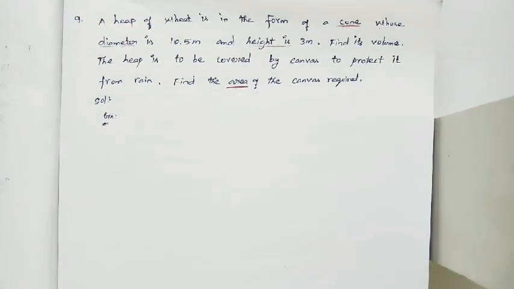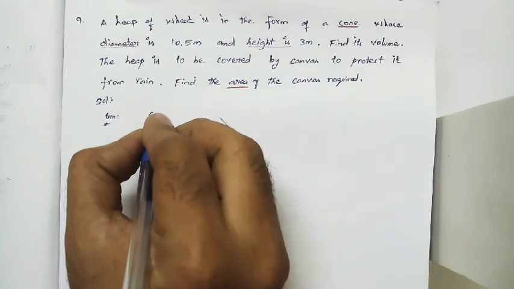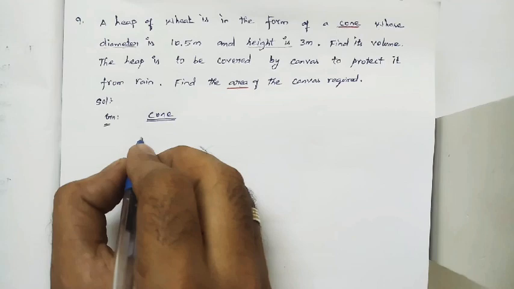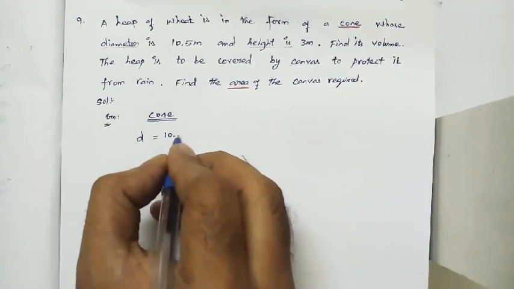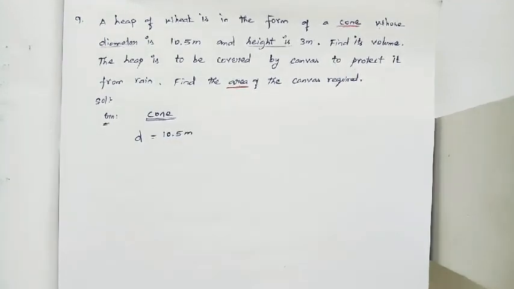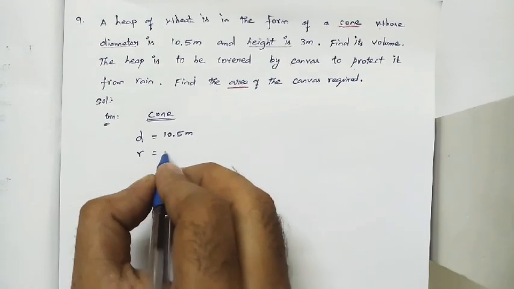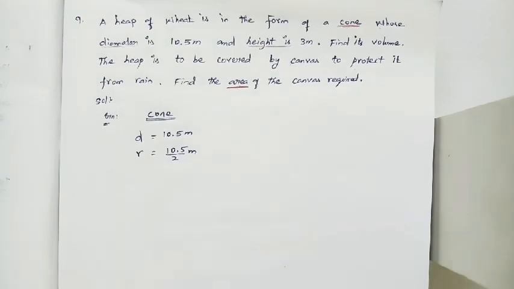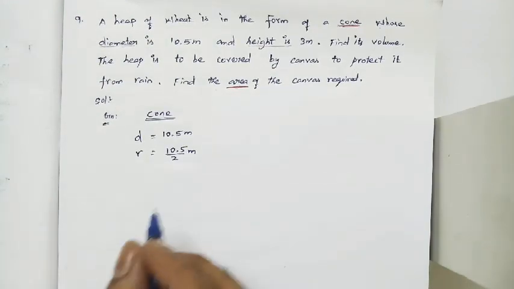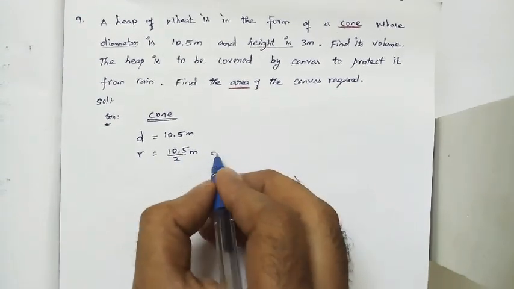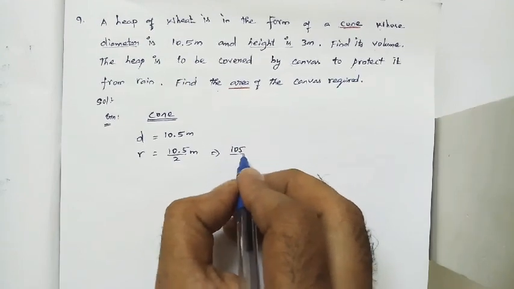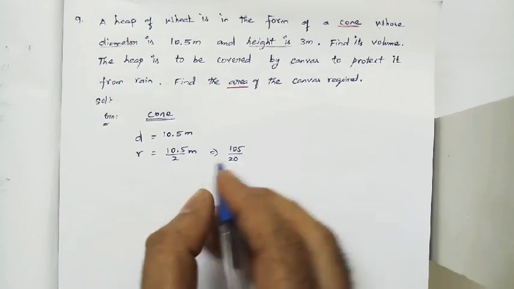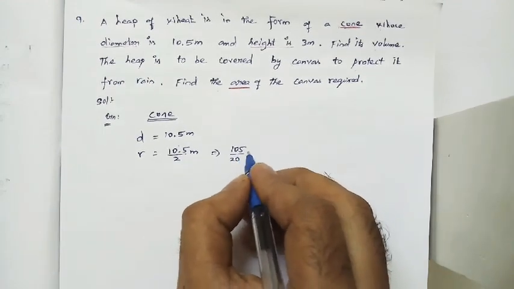So first write the givens. What shape are they discussing? Cone. For the cone, the diameter is equal to 10.5 meter. So the radius of the cone is 10.5 divided by 2 meter. You can keep it as it is, otherwise you can remove the decimal point: it's 105 divided by 20, just multiplying by 10 on both numerator and denominator. So 105 divided by 20 meter.